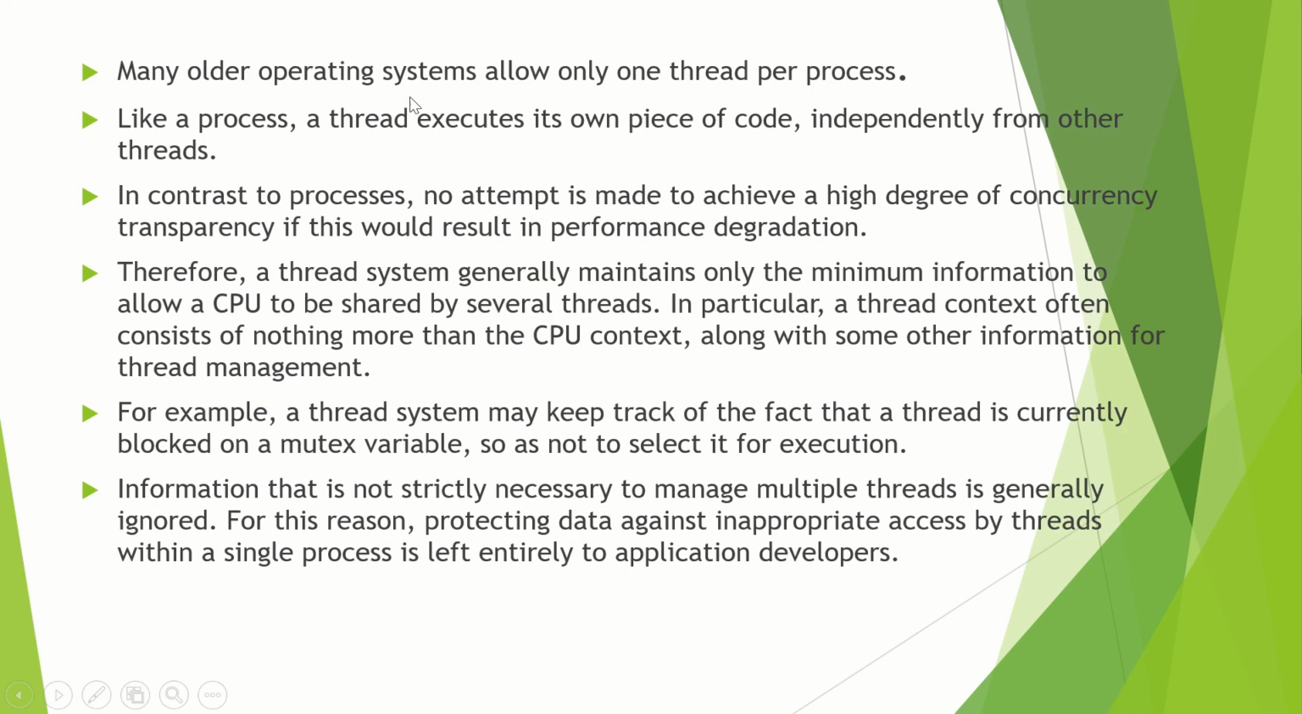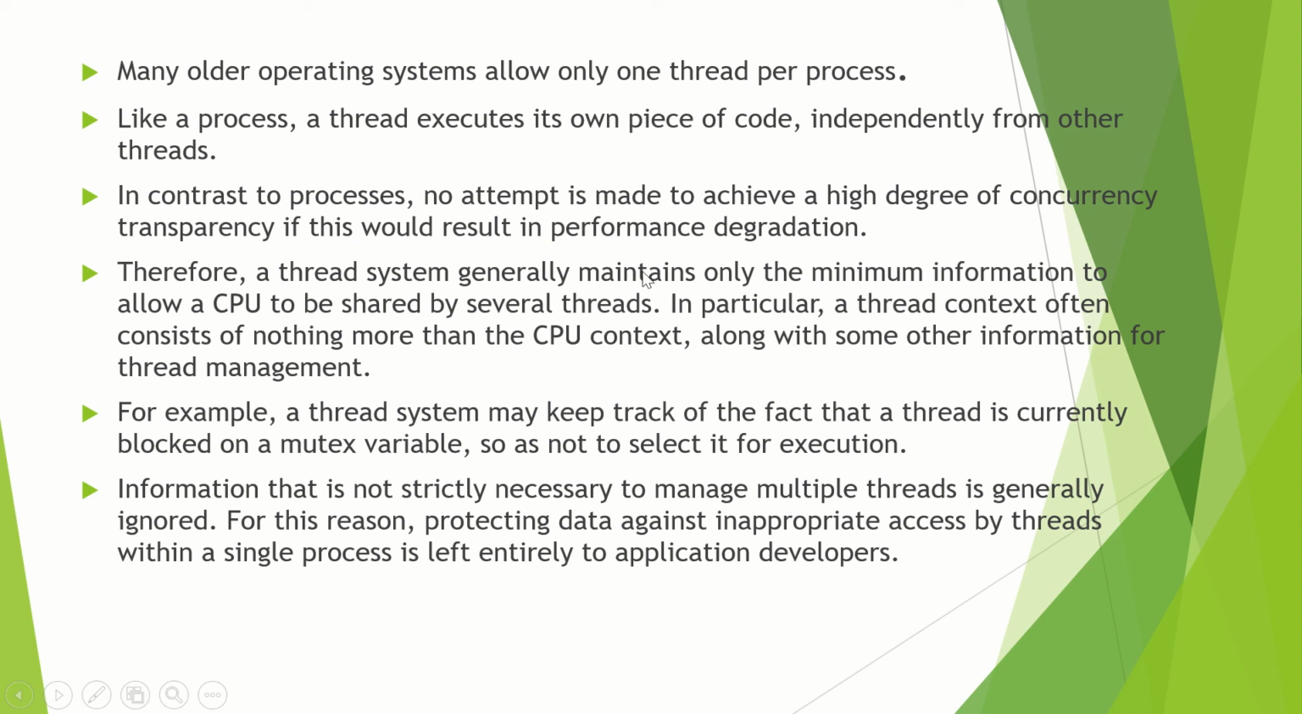Many older operating systems allow only one thread per process. But this is the old operating system. Now, like a process, a thread executes its own piece of code different from other threads, and operating systems can also allow multiple threads per process. In contrast to a process, no attempt is made to achieve a high degree of concurrency transparency if this would result in performance degradation. So the thread doesn't have to be transparent as compared to a process, because this would result in performance degradation.